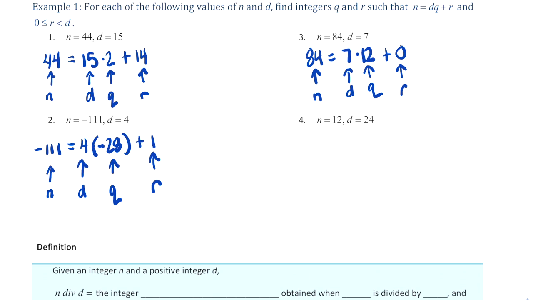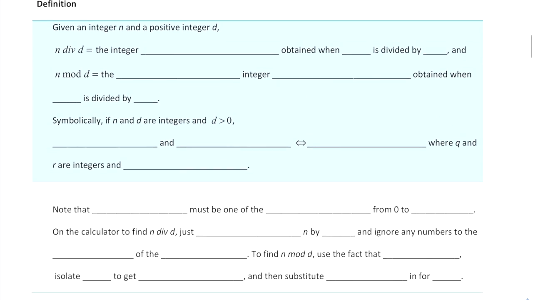Groovy? Okay, now be careful. Don't switch things just to make them work. 12 is less than 24, isn't it? And they're both positive. So basically, there are 0 groups of 24 in 12. And then we'll have a remainder of 12. So 12 was N, 24 was D, Q is 0, and good. This 12 represents the remainder. Groovy? All right, so definition.